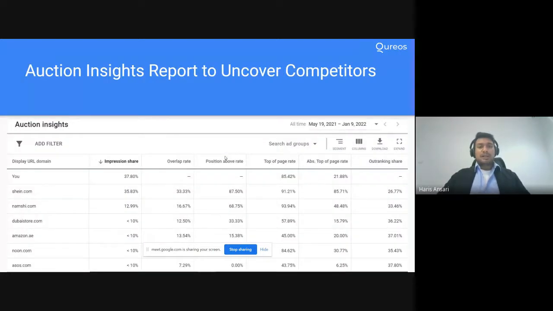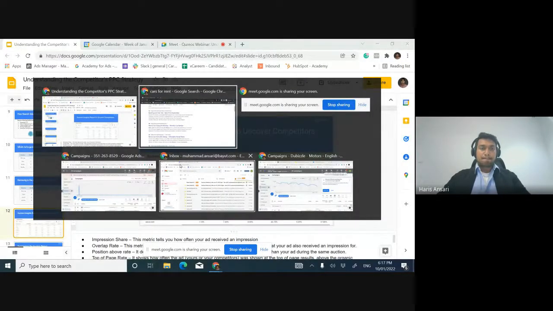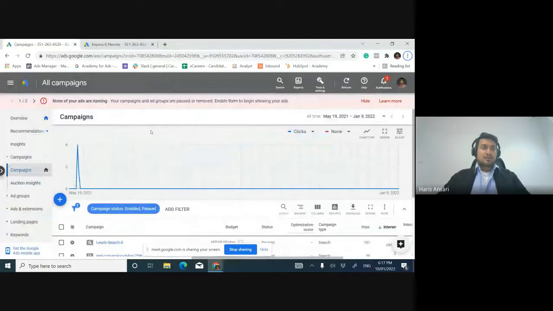So one thing which is the most important thing when it comes to monitoring your competitors is auction insights. What auction insights are, I'll quickly show you on the Google Ads account. So yeah, this is how your typical dashboard looks.